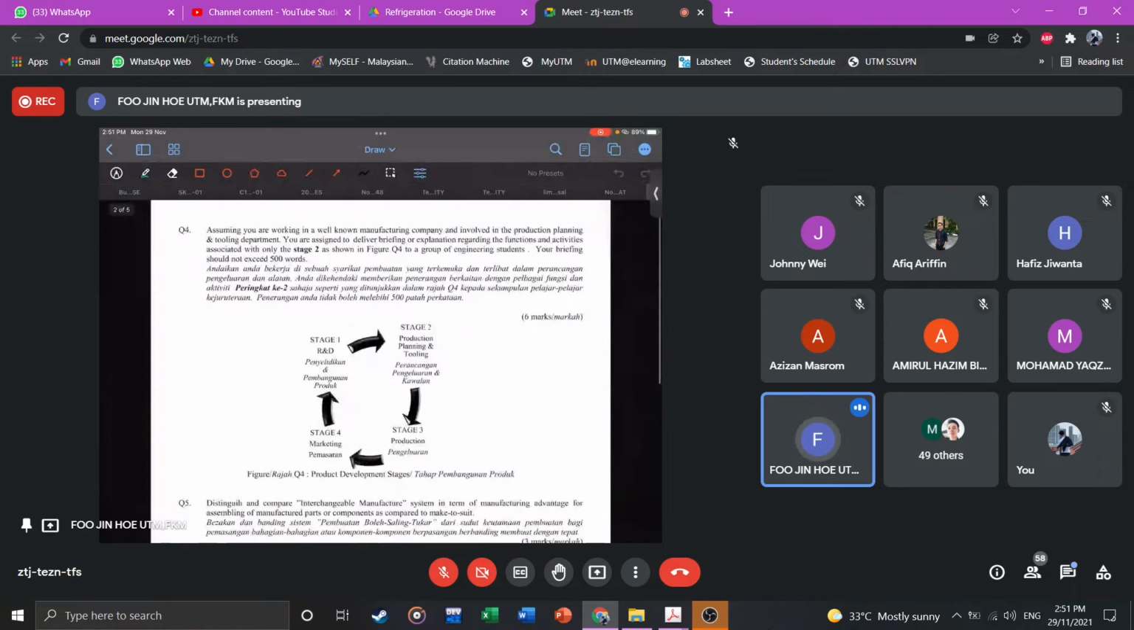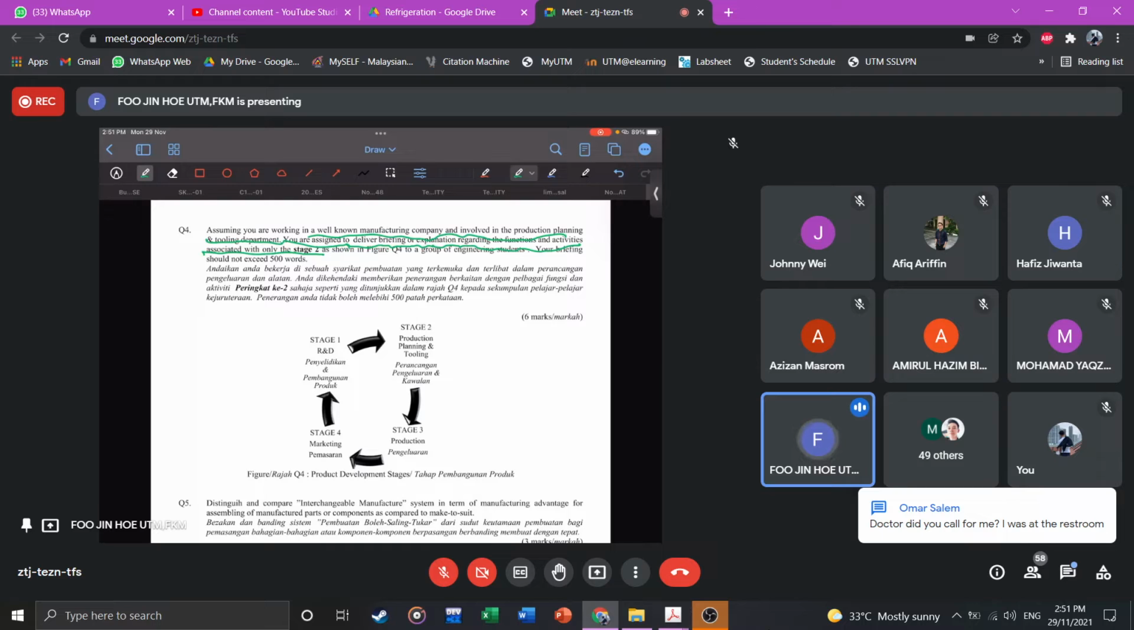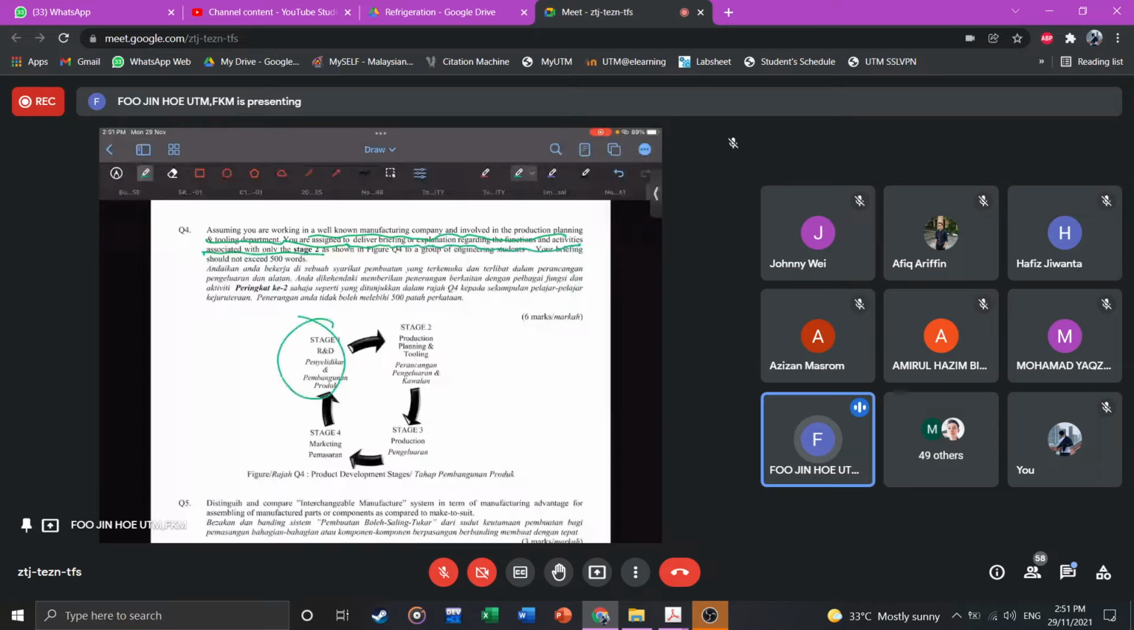All right. So, question 4. Assuming you are working in a well-known manufacturing company involved in production planning and tooling, you are assigned to deliver a briefing explaining the function. So basically this is something like what I discussed with another group yesterday. You're about to give a briefing about the 4 basic principles of manufacturing. In figure 4 you can see R&D, production planning, tooling, production, marketing. So everything is in the loop.